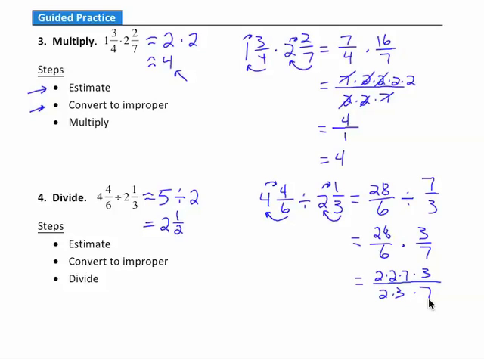Let's divide out our common factors now. Looks like we have a common factor of 2, common factor of 7, and also another common factor of 3. So it looks like we're going to get 2 in the numerator, 1 in the denominator, which is going to give us an answer of 2. Now let's check that back with our estimate. Our estimate was 2 1/2, so our answer is close to our estimate, so we're confident in this answer.